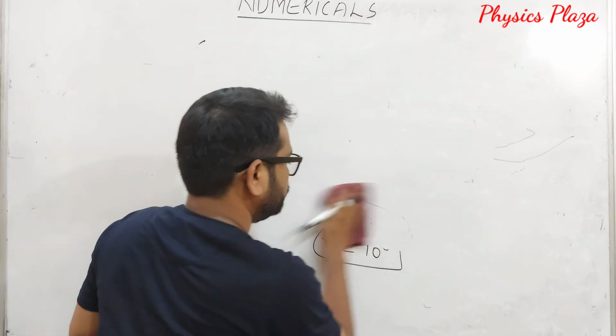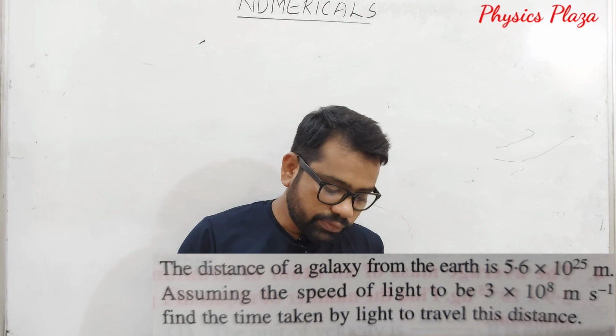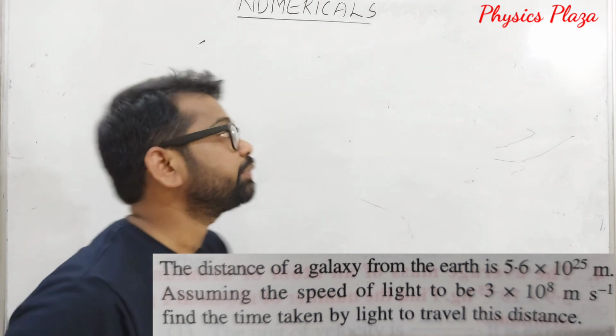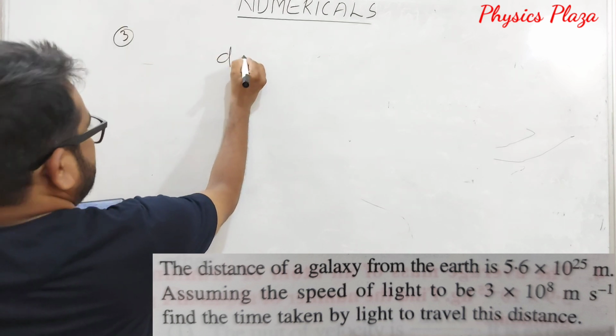Okay students, copy it. In numerical 3, it is given that the distance of a galaxy from the Earth is 5.6 into 10 power 25. Numerical 3. So the distance, let us say d, is given as how much?